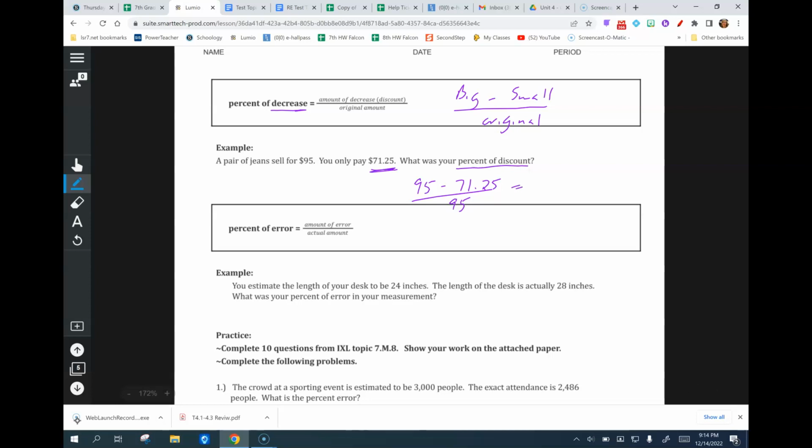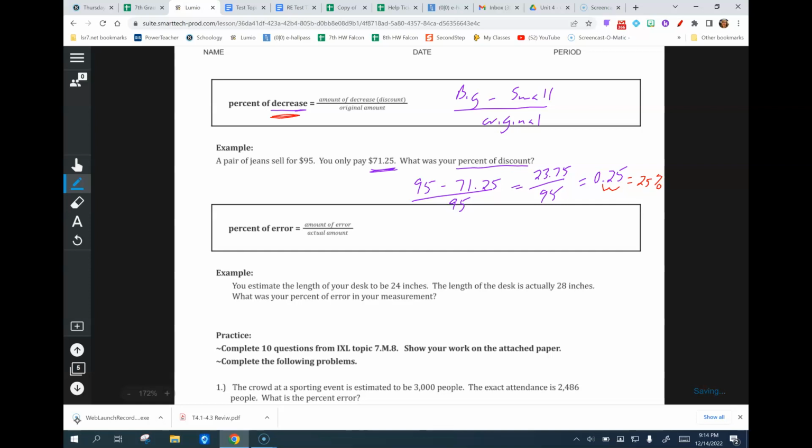Now you subtract. And you get $23.75 over 95, and you get 0.25. Okay, so now change that to a percent. I'm going to move 2 decimal places, so I get 25%. That was your percent of discount. Okay, so you can see percent increase and decrease are exactly the same.